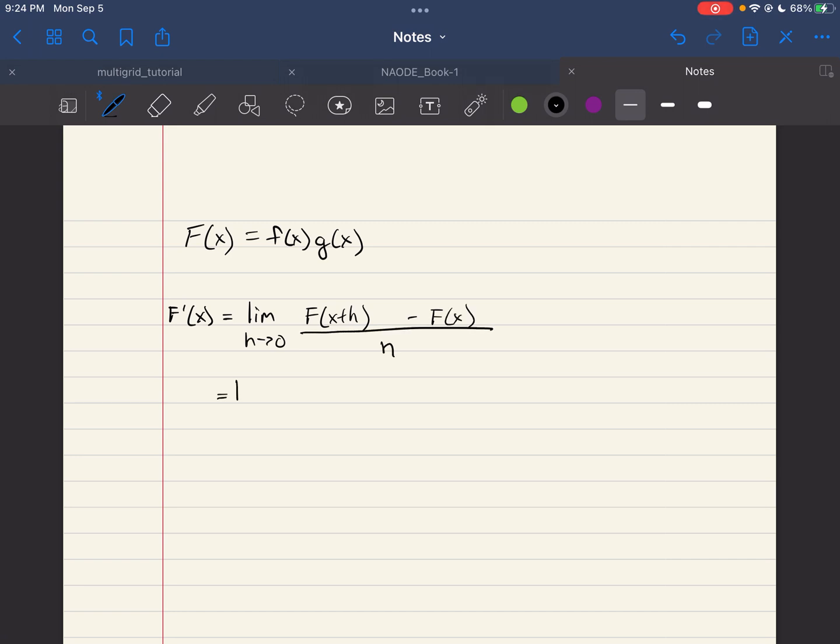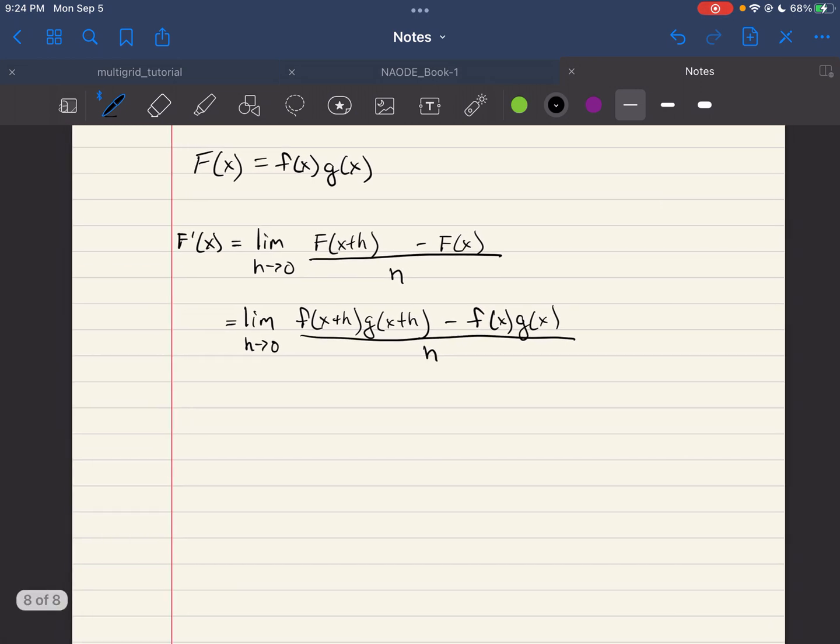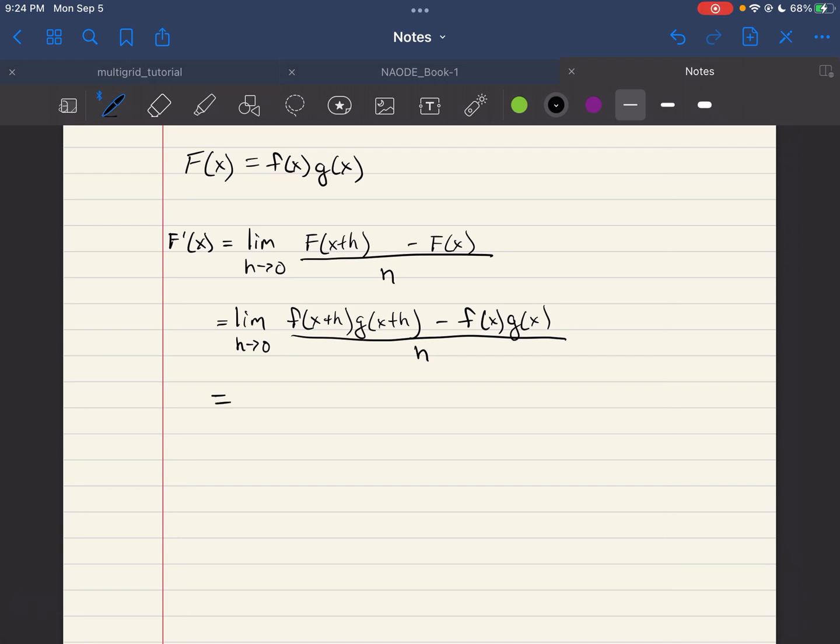So what we want to do now is substitute in how big F is defined. So then we get little f of x plus h times g of x plus h minus f of x times g of x all over h. So now we're going to add and subtract the same thing in the numerator. So I'm going to do h goes to 0.